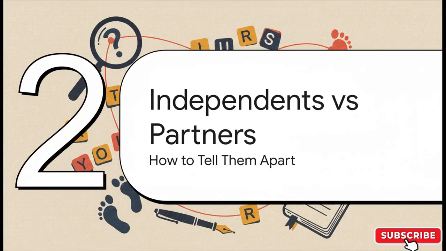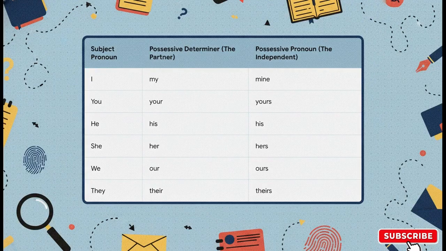Okay, now for the core of our investigation, the independents versus the partners. Honestly, this is the simplest way to think about it. One group of words is totally fine standing alone, and the other group, well, they always need a partner. So check this out. Here's the official lineup. In the middle column, we have the partners. Those are the determiners that need a noun, like in my sandwich. Then over on the right, you've got the independents, the pronouns that can stand alone, like in the sandwich is mine. You see the pattern, right?